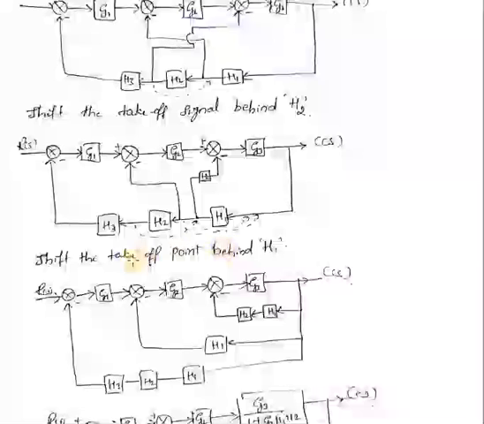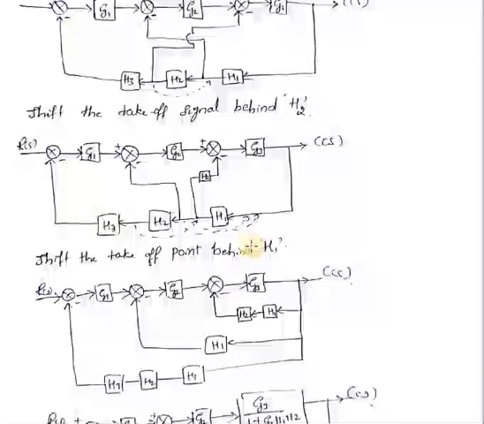Okay. Then I will shift the takeoff point behind H1. This is H1, and behind means here, because you are in a feedback path. But when you are in the forward path, behind means before. So now I will shift the takeoff point behind H1. Here it is having H1 and H2. If I shift this signal behind H1, it is going to have only H2.